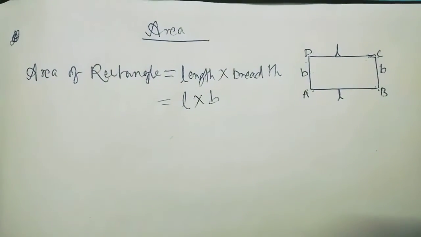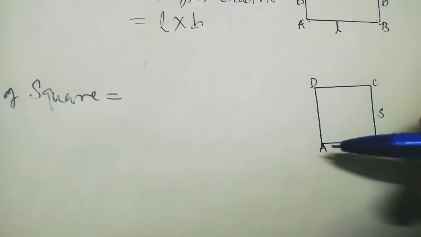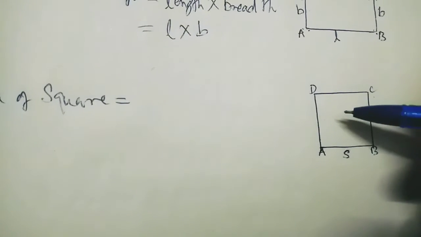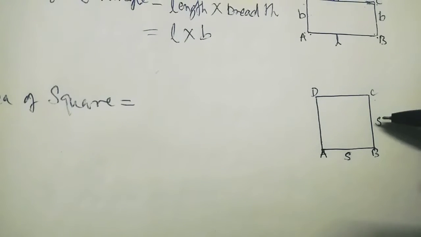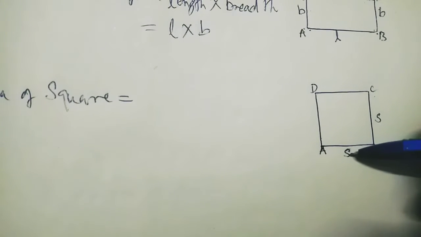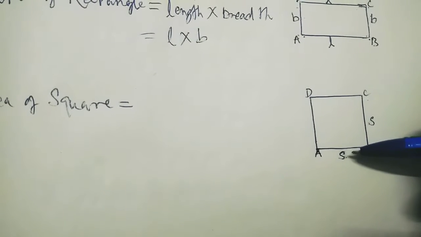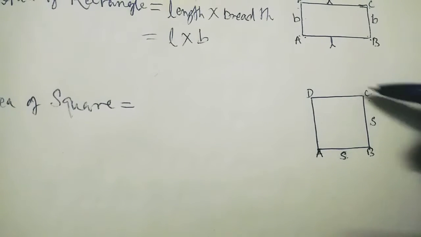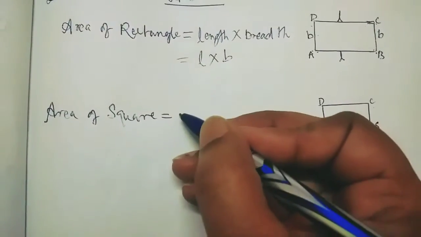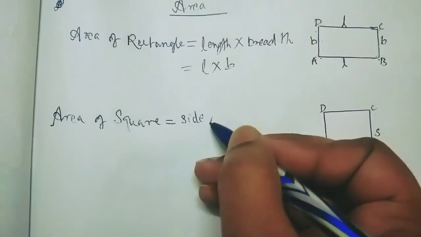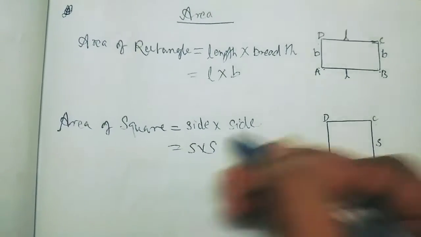Now we'll see the area of a square. Okay students, here you can see this is a square. ABCD is a square. Square means it has 4 sides, but all sides are equal to each other. That's why I have written S and S. S means side. Anything can be written, A, B, C or anything, but all should be the same. All should be equal. So what is the area of a square? Area of square is equal to side into side, like this.